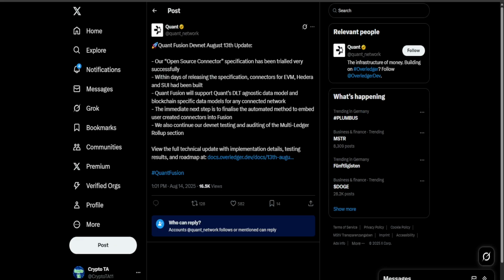Number three, their support for both universal and blockchain-specific data models makes it much easier to move data across chains without really breaking things. And number four, with automated embedding, integration becomes much faster and more scalable. But maybe the biggest signal in here is the institutional focus.